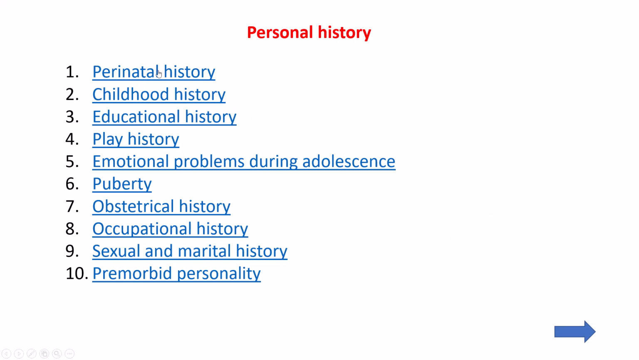If it is adolescence, then we can take perinatal history or childhood, education, play, and adolescence. For adolescence, we can also write puberty. Then obstetrical history also we can write.